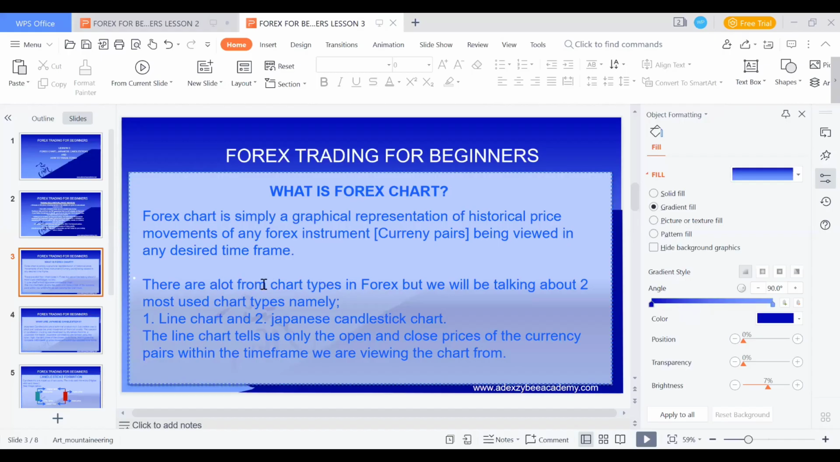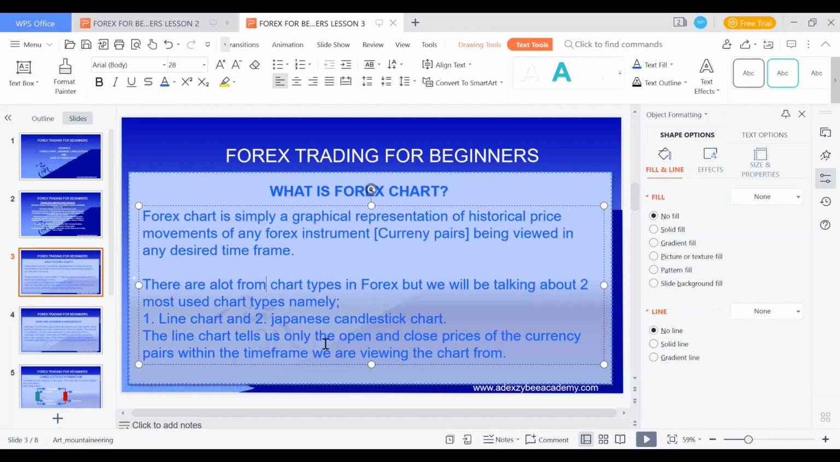There are lots of chart types in Forex. There are different ways in which these charts are being represented, but we'll be talking about the two most used chart types, namely line charts and Japanese candlestick charts. So those are the two charts we'll be talking about.